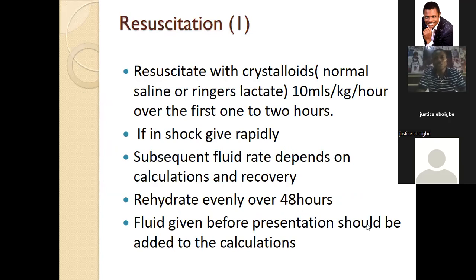Now, in the quick phase, you resuscitate with crystalloids, normal saline or Ringer's lactate. Those are the two fluids, but in most cases normal saline is preferred. You give 10 mils per kg over 1 hour. After the first hour, you check the peripheral circulation. Is there improvement? If there is no improvement, you can repeat a second time, 10 mils per kg per hour.